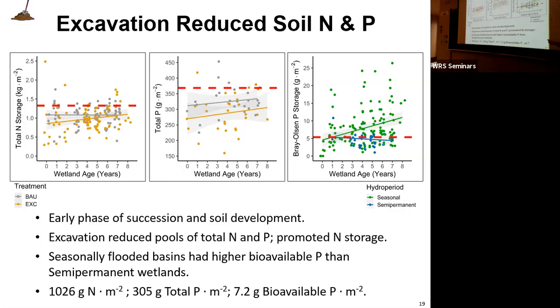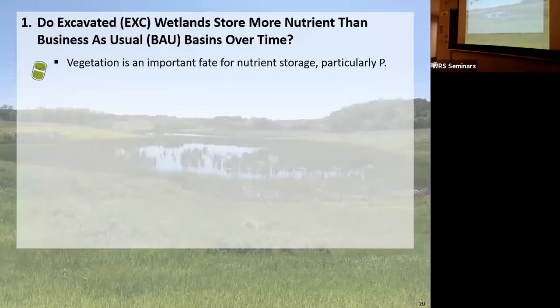This suggests that in general, plants are probably taking up about what's available per year to them, right? They're like, oh, sweet, I got some phosphorus, I'm gonna take that up. So they're accounting for a fairly large pool of phosphorus in these systems. So with regard to our question, vegetation is a super important pool of nutrients in our wetlands. In particular, they're really important with regard to phosphorus.